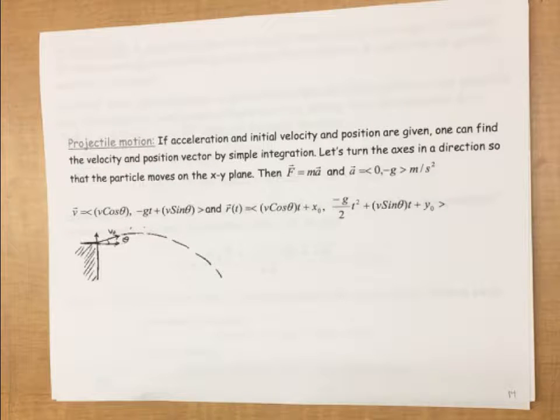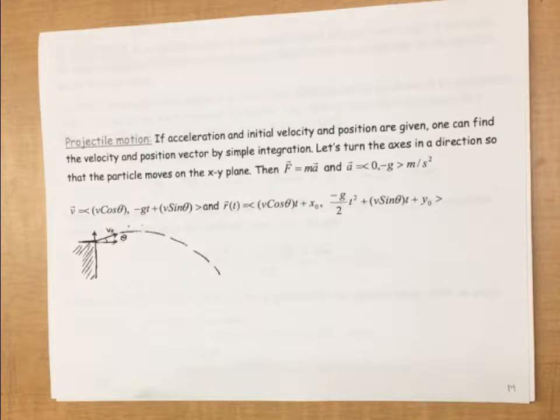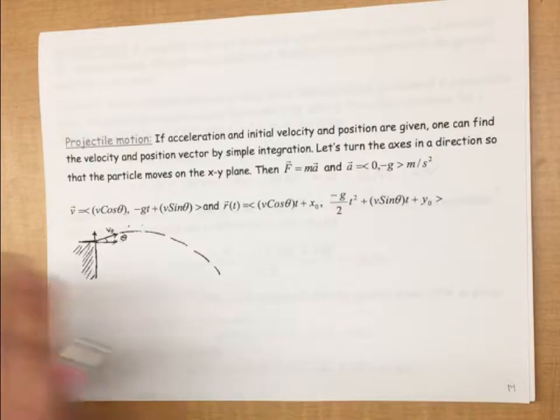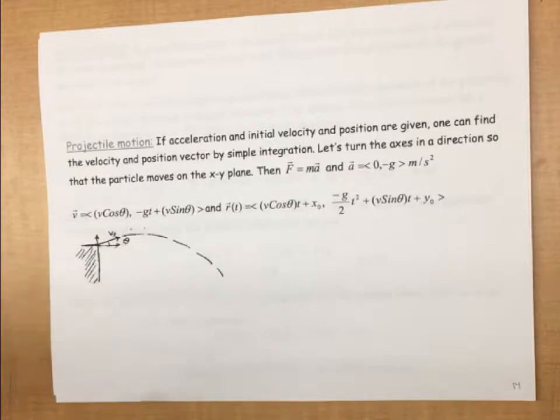And so now we have projectile motion, where if acceleration and initial velocity and position are given, one can find the velocity and position vector by simple integration. Let's turn the axes in a direction so that the particle moves on the xy plane. Then F equals ma, and acceleration is (0, negative g). And it's 0, negative g because when we're thinking about gravity, we're not moving in the x direction, we're just moving in the y direction, and it would be negative because we're coming back towards the Earth. And then the unit is meters over seconds squared.